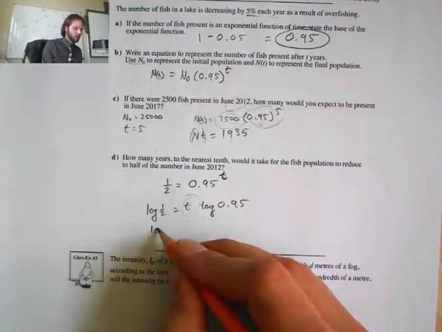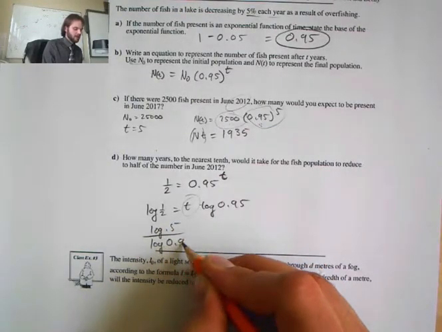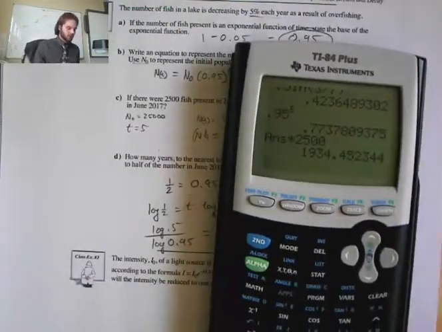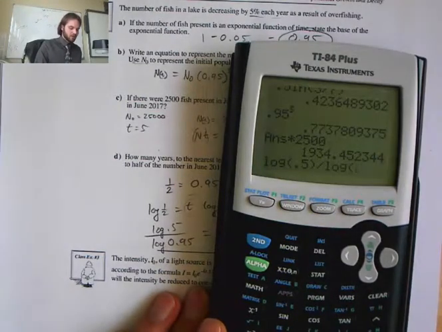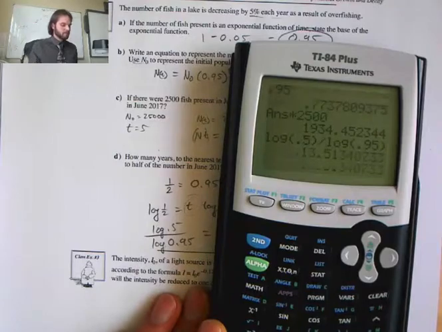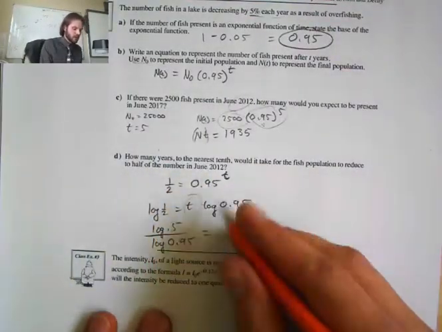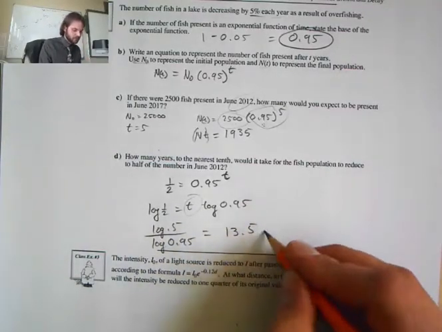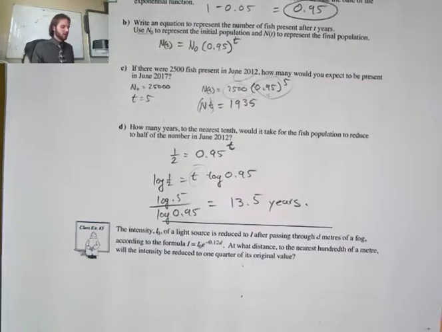So we get log 0.5 divided by log 0.95, which will give me, put this in my calculator. Let's take a look. We have log 0.5 bracket divided by log 0.95 bracket, enter, 13.5 years to the nearest tenth. So 13.5 years. Okay, so it's kind of like 13 and a half years, you could say. All right, here we go.